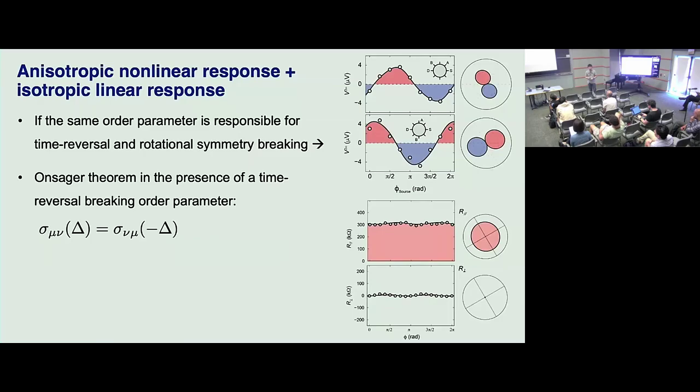Okay. And that could potentially rule out strain effects, do you think? For the nonlinear response, strain cannot be the dominant. Strain alone doesn't give you nonlinear response. You need something else.